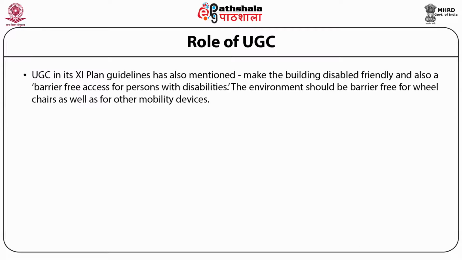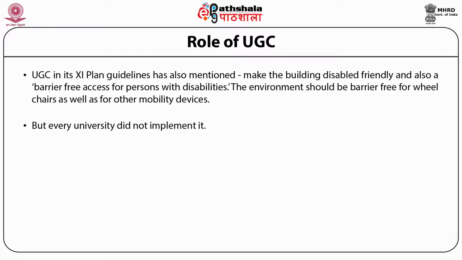UGC in its 11th plan guidelines has also mentioned to make the buildings disabled-friendly and also barrier-free access for persons with disabilities. The environment should be barrier-free for wheelchairs as well as for other mobility devices. But every university did not implement it.